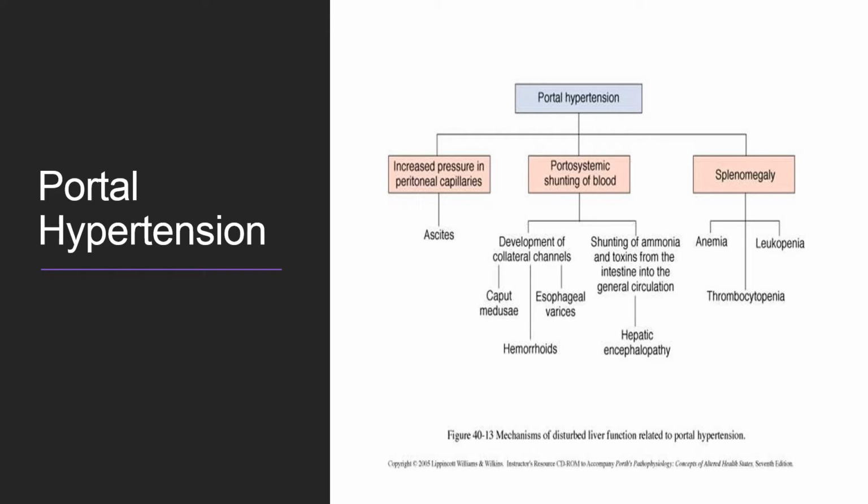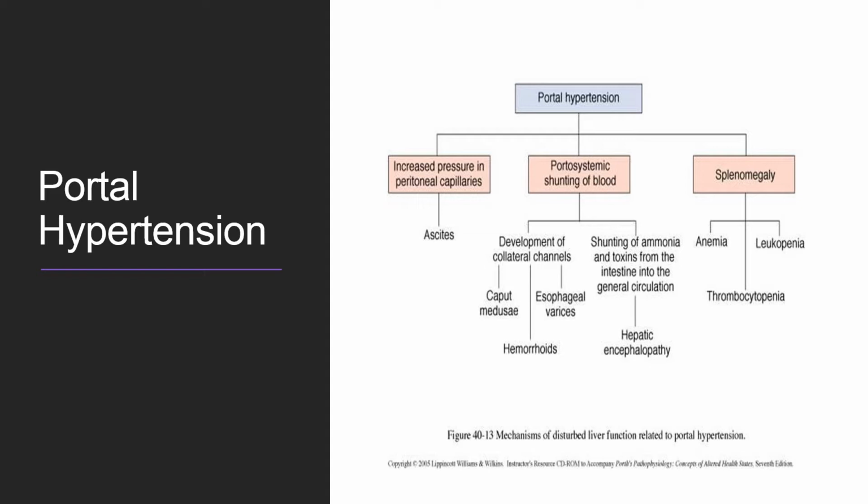And so what that will do is it's a shift of the blood, and that will cause the development of collateral channels. And one of the results of that is everything becomes swollen. You may have esophageal varices, caput medusa, or hemorrhoids. And that's just from that pressure. It's almost like pressure and you have a balloon that's becoming enlarged.